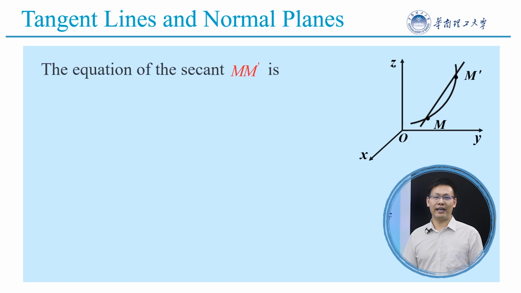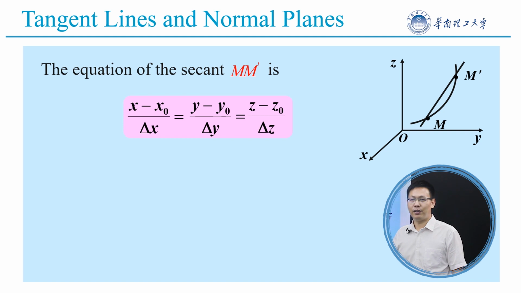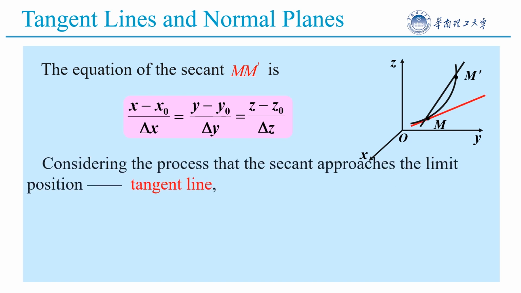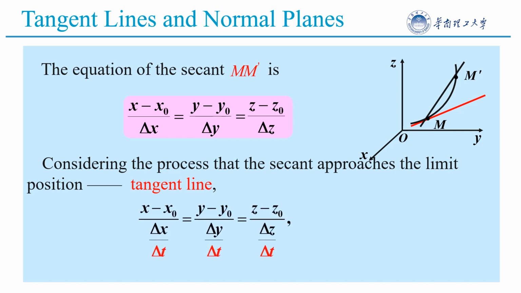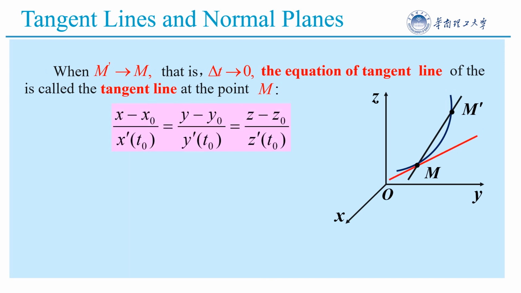First, it's easy to get the equation of secant line MM'. When M' approaches M along this curve, the secant line will rotate around point M. The limit position of secant line is the tangent line at M. Dividing the denominators by delta t, we obtain the following expression. When M' approaches M along the curve Γ, delta t will approach 0. Then we get the tangent line of Γ at M.